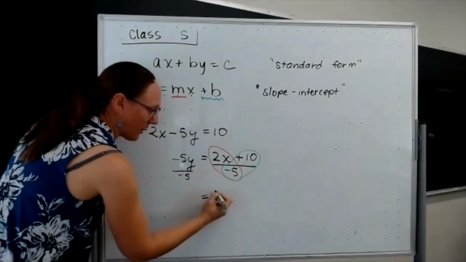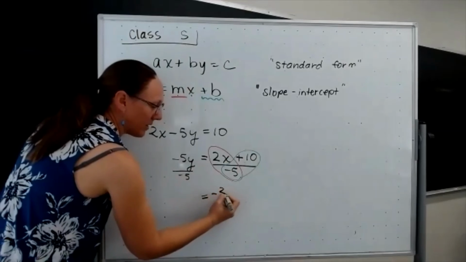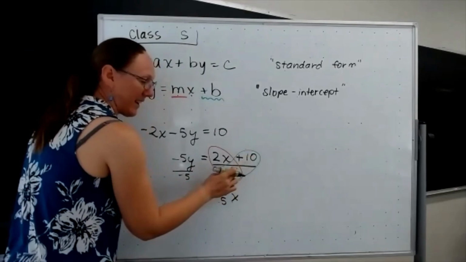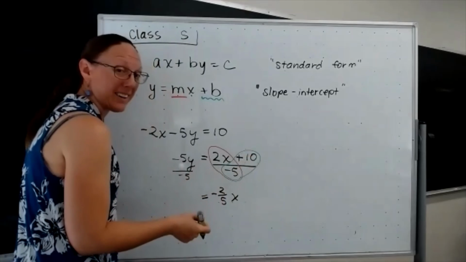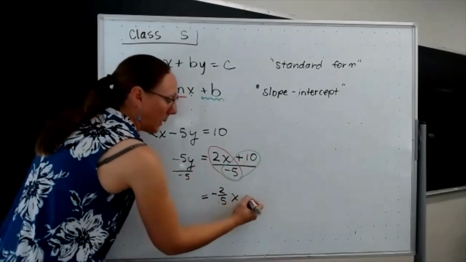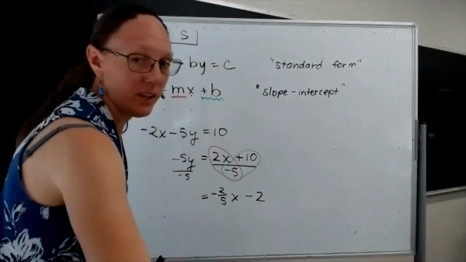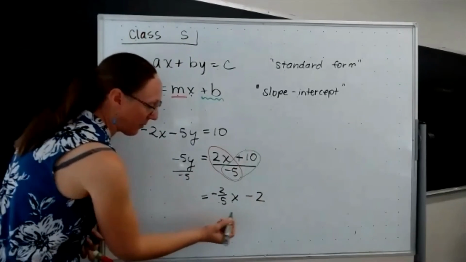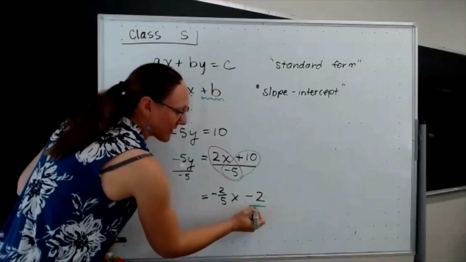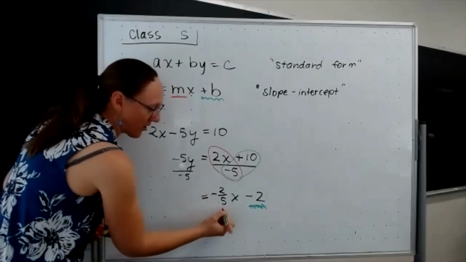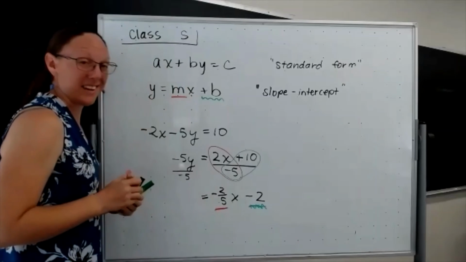This is going to look like -2/5 x. And then 10 divided by -5, I'm going to go ahead and simplify that to say -2. Now I can see that my y-intercept is -2 and my slope is -2/5.